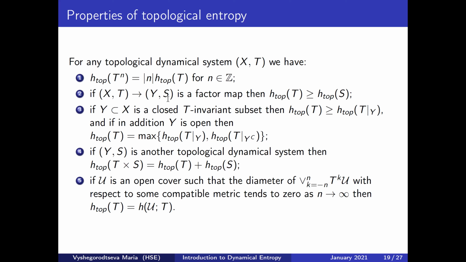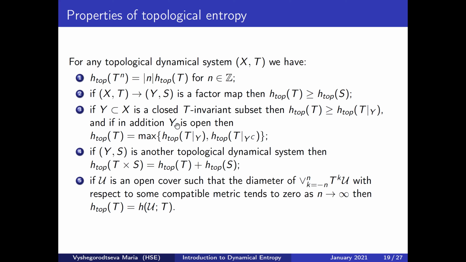And then we have the same property for a factor map, and the same properties for a subset, I think. No, it's not the same. Now we have for any subset that is closed and T invariant, that the topological entropy of T is greater or equal than the topological entropy of the restriction of T to Y.